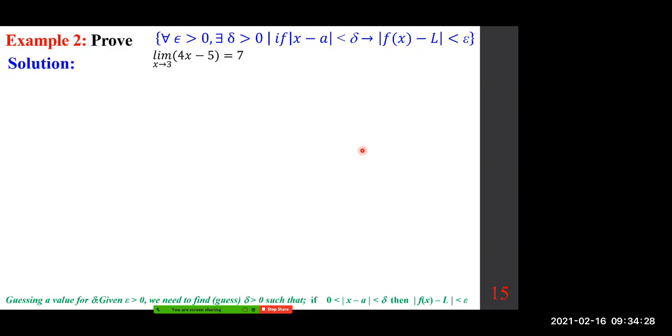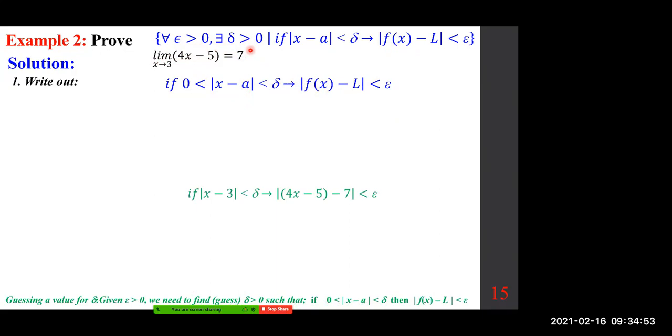Okay, and so we're going to do the write out. That means we are going to write exactly what we can extract from this. So we're going to write this. How do we write this? Well, what is a? A is 3. What is f of x? 4x minus 5. What is L? 7. Just write it. So right from here, I hope you can see the translation from here to here. Okay. And we always start with f of x minus L. We start with the second part. That's how the proof works.